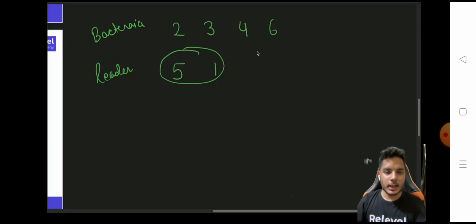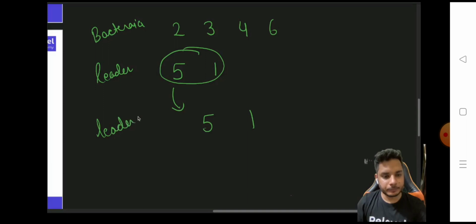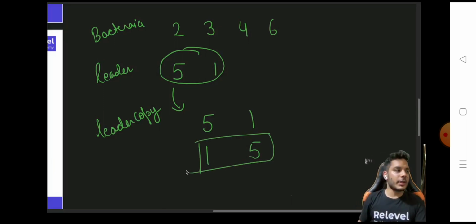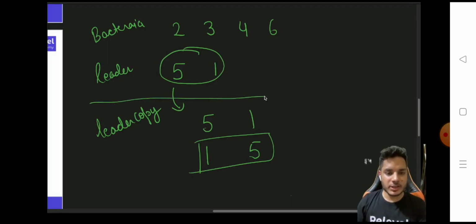So I'm saying make one copy of it, right? I'll call it the leader copy, and I'll sort it. So it will become 1 and 5. One good point here is that there are only unique values, right? So just remember this, I'm going to use it.